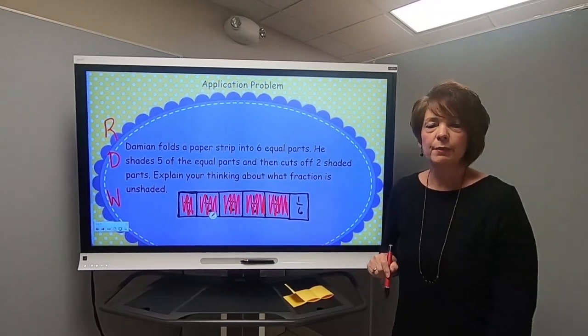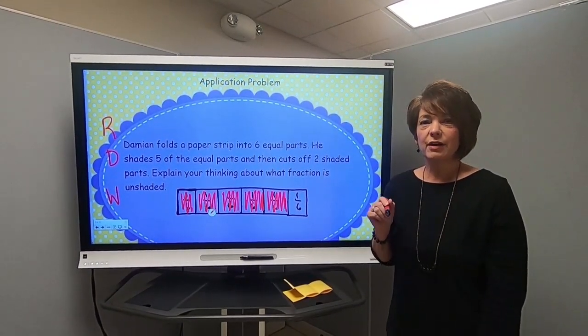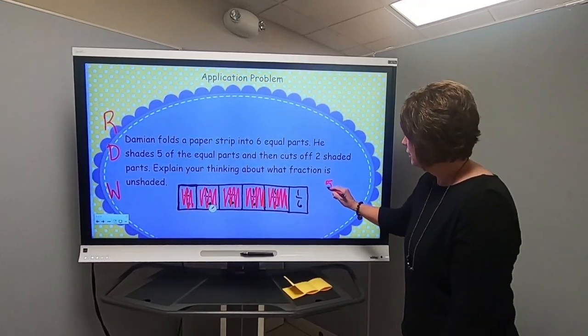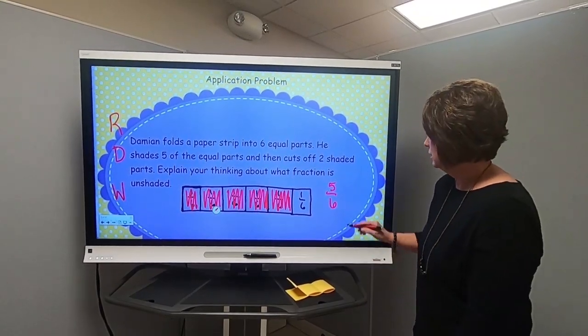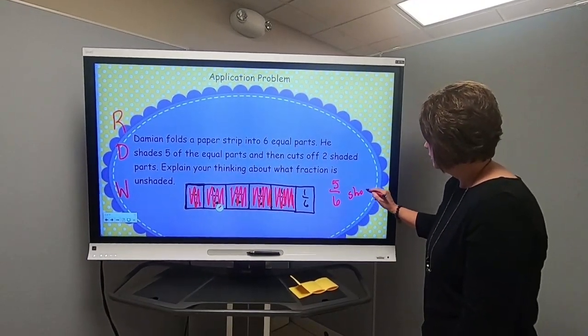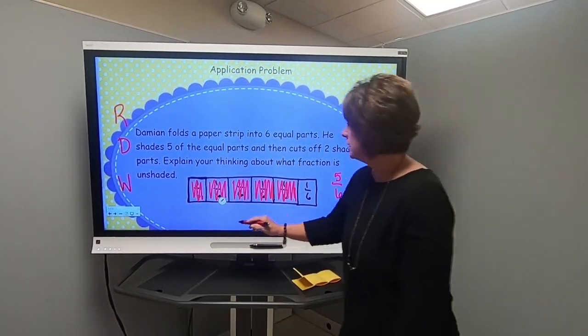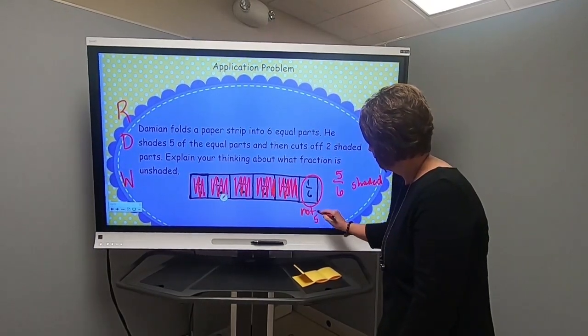Now, who can tell me how much of this rectangle is shaded? What fractional part of this rectangle is shaded? Yes, you're right, 5/6. Now, what part is not shaded? Let's go ahead and specify. And yes, 1/6 is not shaded.